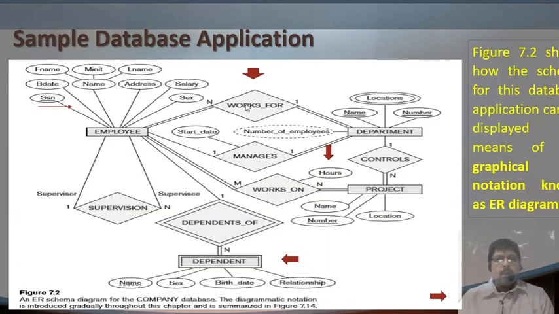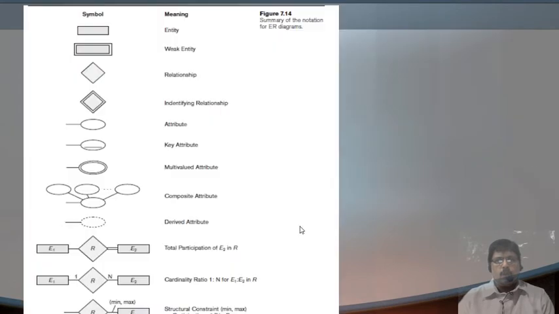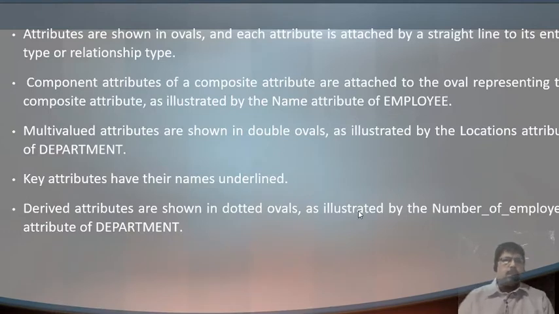See here, number of employees is given as a derived attribute of a department, it is given in dotted notations or a dotted oval. So like that we can specify. Now let us see how these attributes are specified.